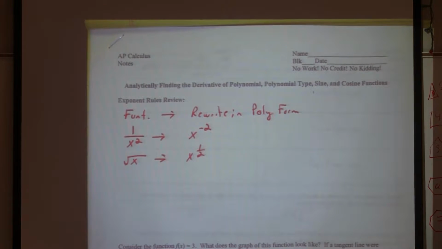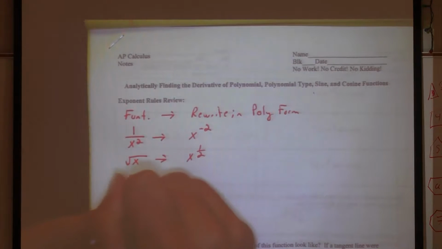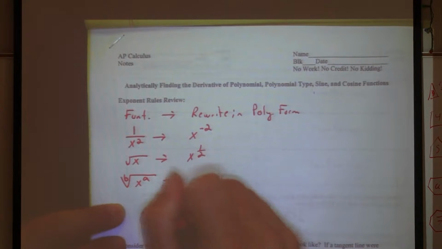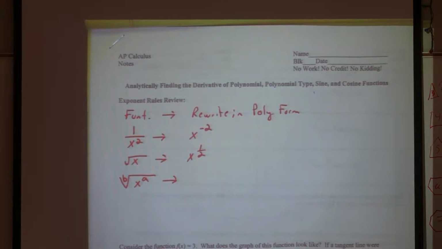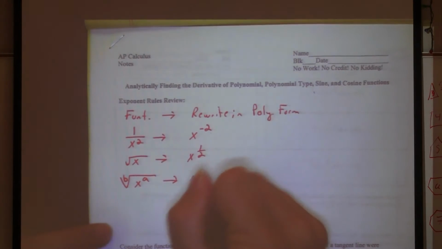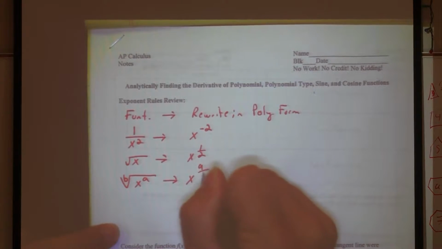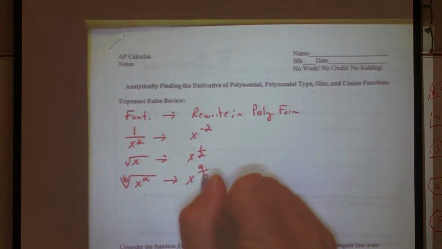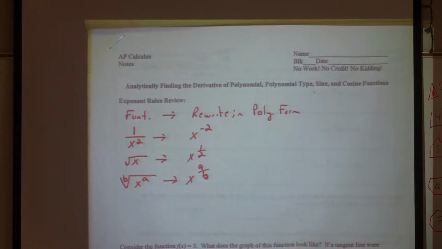How did you know it was a half power? I told you last time. Okay. Well, what if I make it the b root of x to the a power? What would that one be? X to the a over b. Why is the b on the bottom? Because it's a root, right?